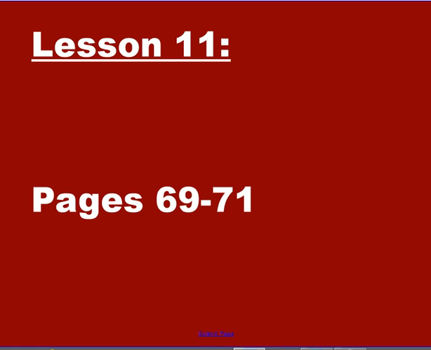Finish B and C in Lesson 11, pages 69 through 71 for next time.